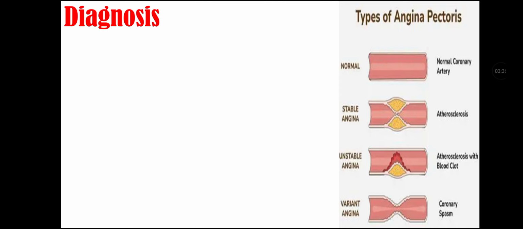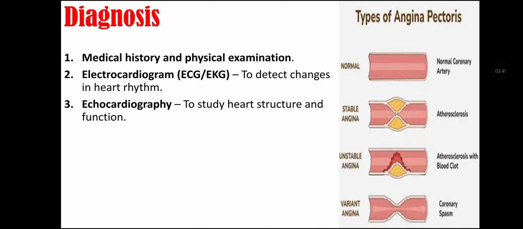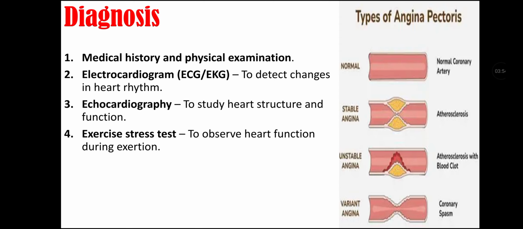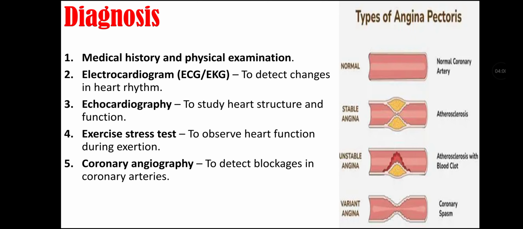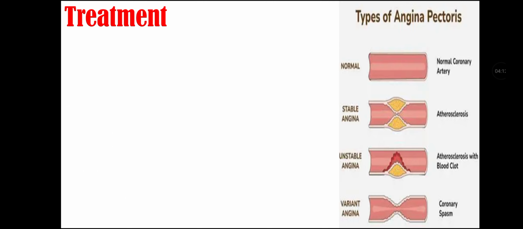And now let's talk about diagnosis of angina pectoris. First, it includes medical history and physical examination. Second, we can do an electrocardiogram to detect changes in heart rhythm. Third, we can do echocardiography, that is to study heart structure and function. Fourth, we can do an exercise stress test, to observe heart function during exertion. Fifth, we can also do coronary angiography, to detect blockages in coronary arteries. And sixth, we can also do blood tests, to check for risk factors like cholesterol and diabetes.